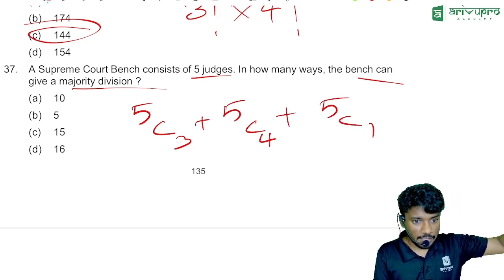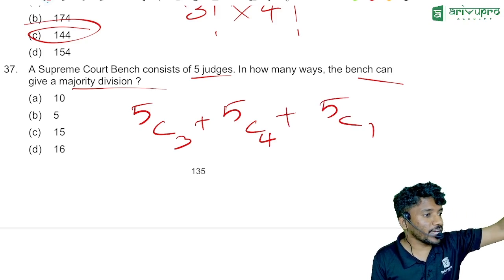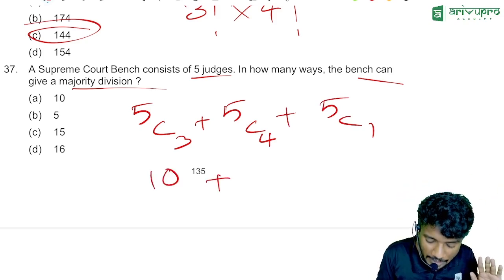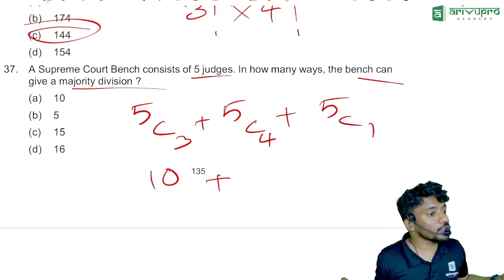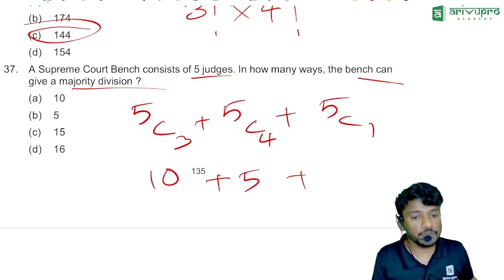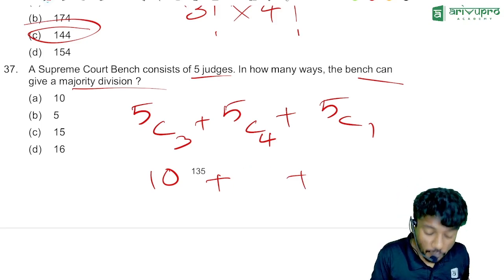5 factorial divided by 3 factorial into 2 factorial, that is 4 into 5 divided by 2, which is 10. Plus 5C4 is equal to 5C1, which is 5. Then how much is 5C1? So how much is 5C4?